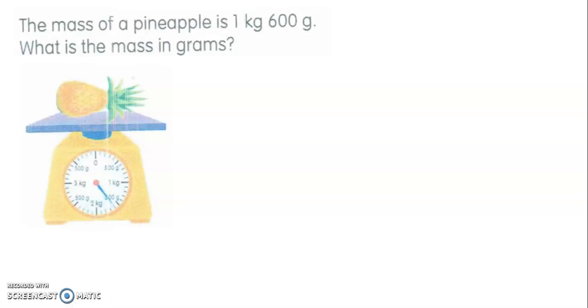The mass of pineapple is 1 kilogram 600 grams. What is the mass in grams? This pineapple is measured using both units, kilograms and grams. It's 1 kilogram 600 grams, and we want to find the mass in grams only. So we said that before we got to the answer, 1 kilogram equals 1000 grams. This will help us find the answer.